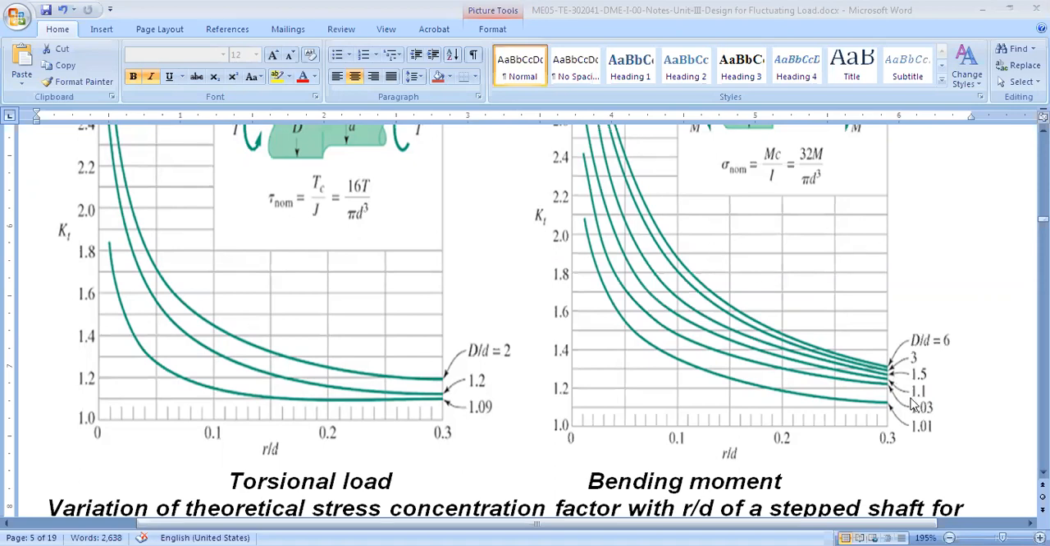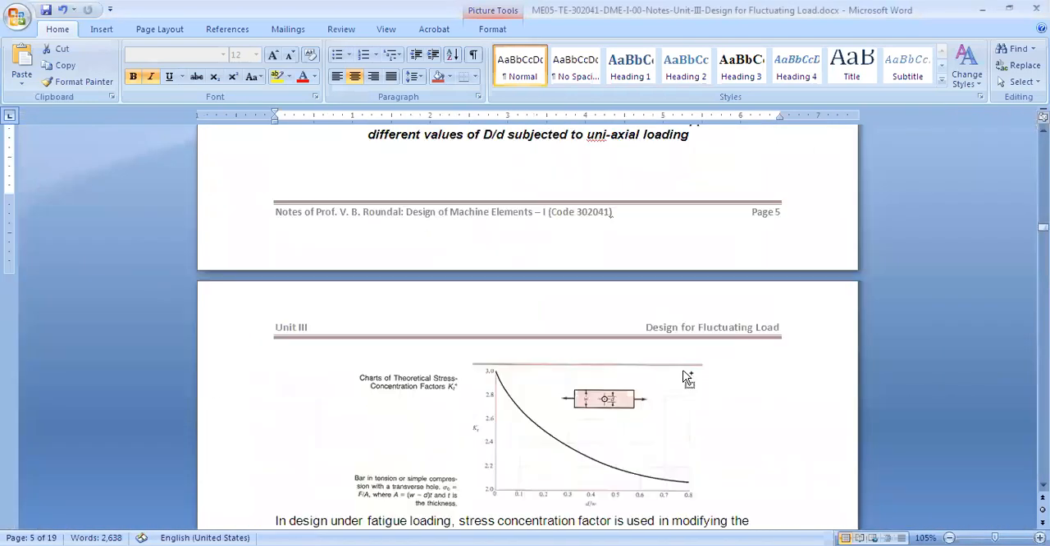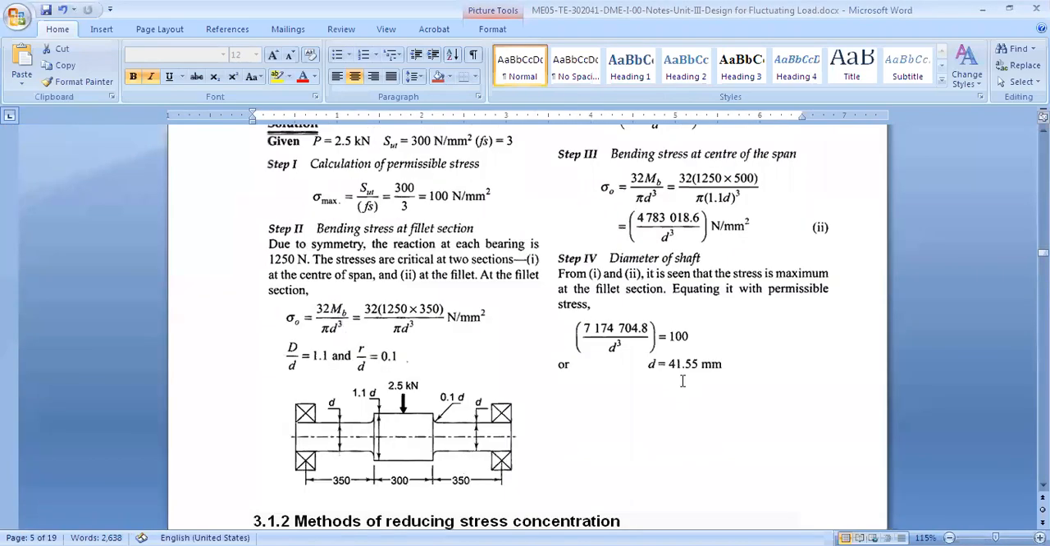Okay, so where were we? The line of 1.1, and this is point 0.1. So the ratio of capital D upon small d, larger diameter and smaller diameter, is 1.1, and the ratio of fillet radius and diameter of the shaft is 0.1. So 1.1 is this line, and this is around 1.6, right? From this graph you will know that KT, the stress concentration factor, for this case is around 1.6.